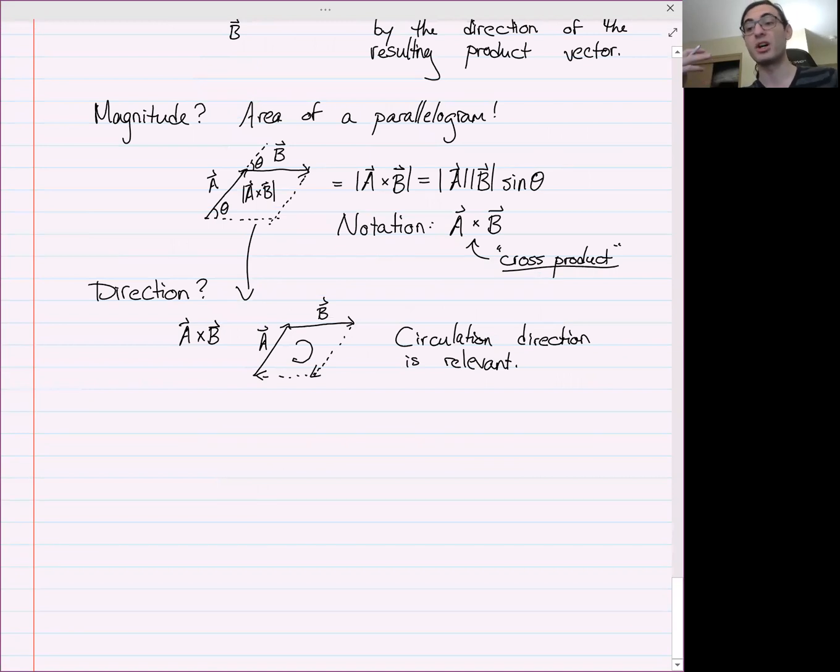So the way that we make this concrete, because so far this is just kind of an abstract think about parallelograms and things, is we have this thing called the right-hand rule.